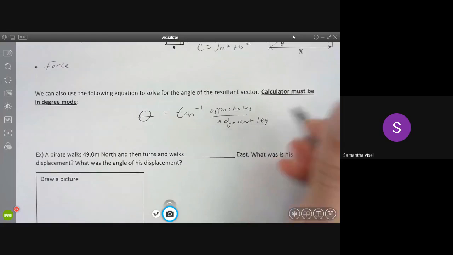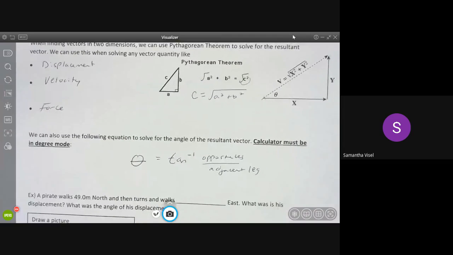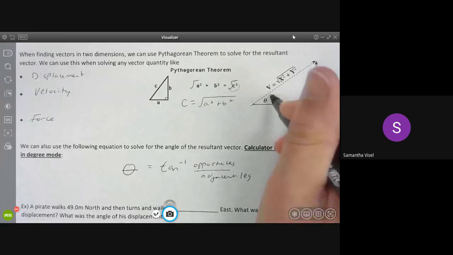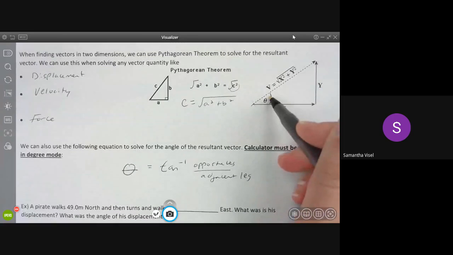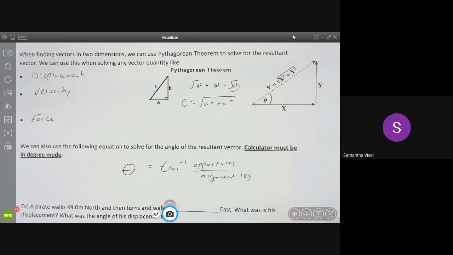The opposite leg over the adjacent leg. So remember in our triangles, I look to find my angle. The opposite leg is what's across from the angle, and the adjacent leg is what's next to the angle.